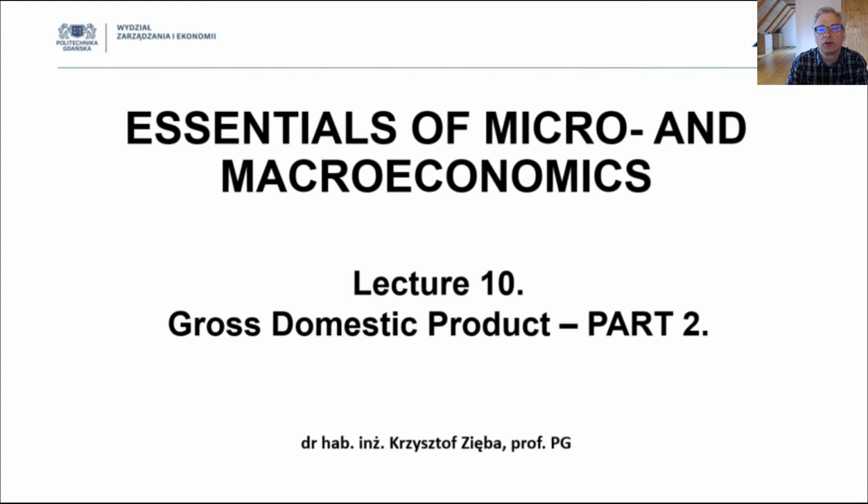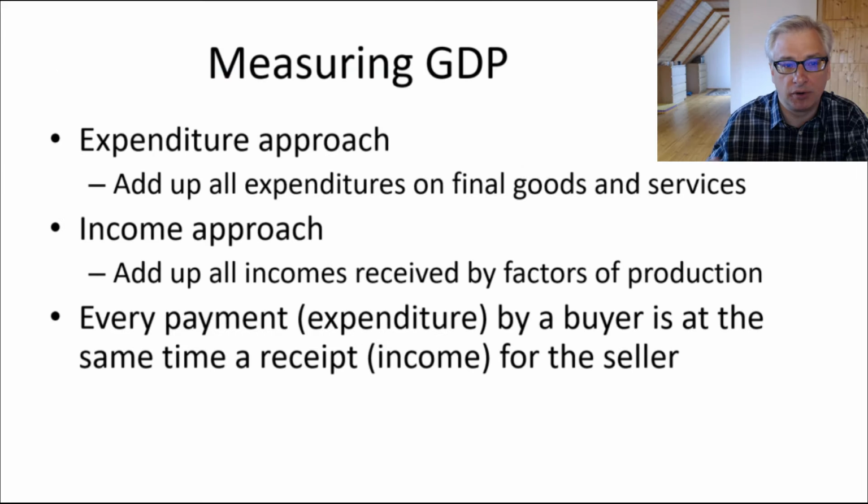This time we are going to talk more about measuring gross domestic product using two different approaches. The expenditure approach, we focus on that, and we will also mention the income approach. The expenditure approach is about adding all expenditures on final goods and services. The income approach is about adding all incomes received by factors of production.